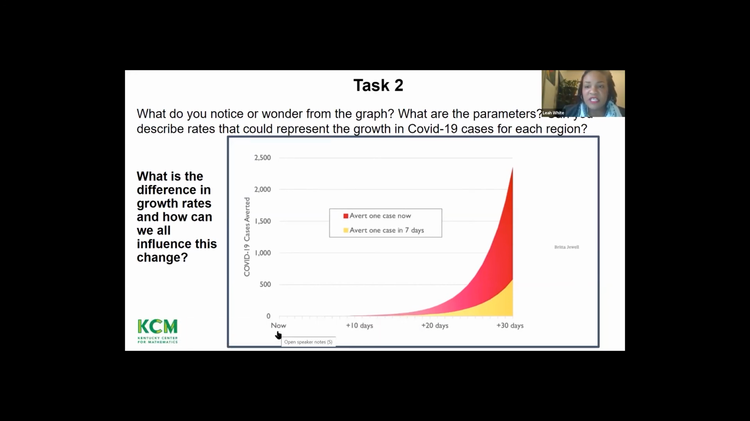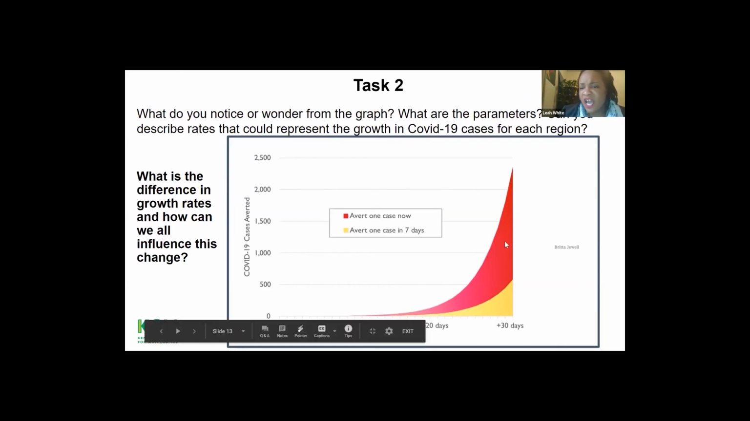Do you think this would be something that students would be able to talk to you about? If you gave them this visual in an assignment, would they be able to respond and say, hey, it kind of looks like an exponential curve. It kind of looks like it's growing fast.